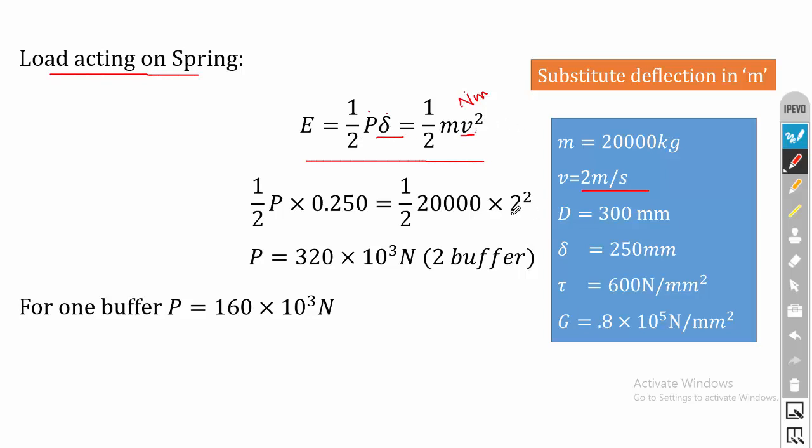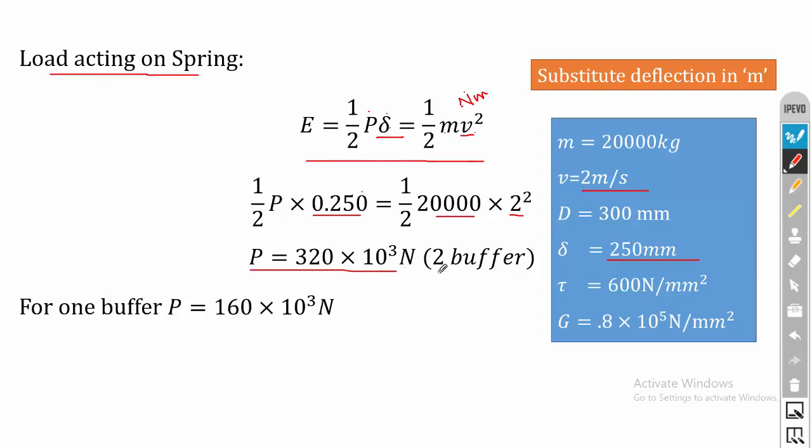So substitute V, that is 2 meter per second square, and M is 20,000 kg, and the deflection, actually in the problem it is 250 mm, so I have converted it into meter. So that is 0.250 meter. So you can substitute it and you can calculate the load acting on the spring.